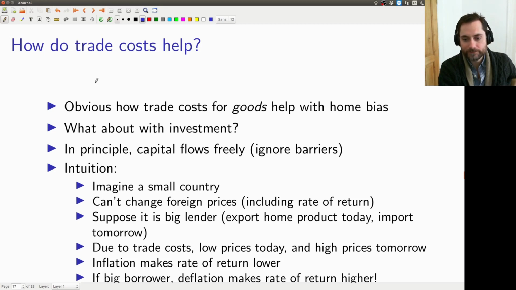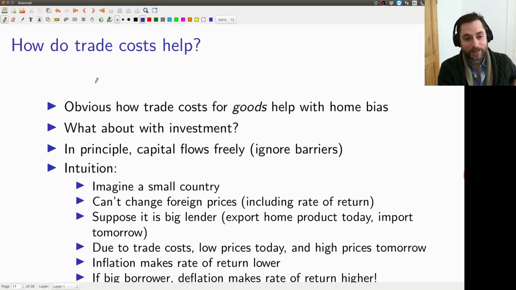So here's the intuition. Imagine you've got a very small country, maybe Denmark. It can't change foreign prices. Whatever Denmark does in its own country domestically, it's not going to have any effect on foreign prices. Now let's suppose that it's a big lender. So if Denmark is lending, that means it's going to export its home product today, and it's going to import it back tomorrow. Okay. So due to trade costs, since it can't affect the price, the price of the good it's exporting is fixed.